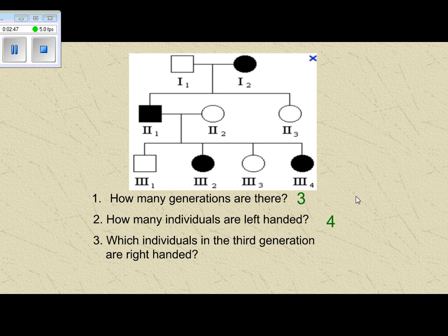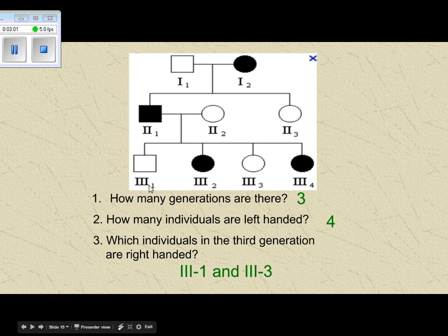And which individuals in the third generation are right-handed? Remember, you're shaded if you are left-handed. So that means these 2 people here must be right-handed. Specifically, the people are generation 3-1 and 3-3. Remember, we can refer to specific people within a pedigree by using the generation they're in and then the number that they're given.